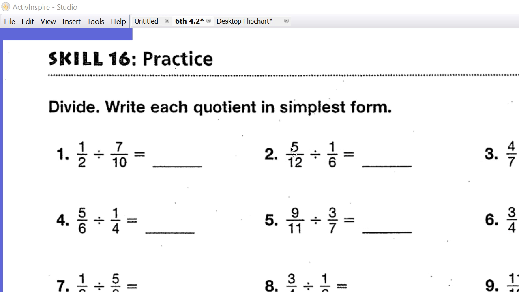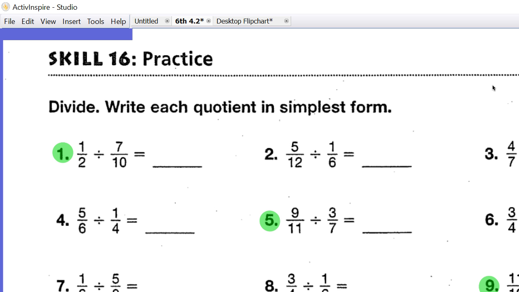We are on Skill 16, Dividing Fractions. We're on the back side of the page. The directions read, divide, write each quotient in simplest form. Now we're going to skip around and we're going to start with number 1, then we'll skip ahead to number 5, and then we'll skip ahead to number 9. We'll just do various problems. We don't need to do all of them.